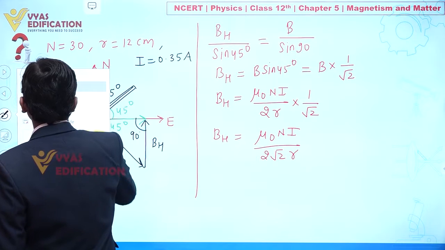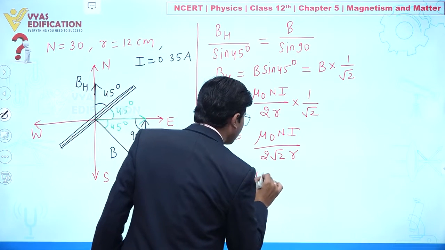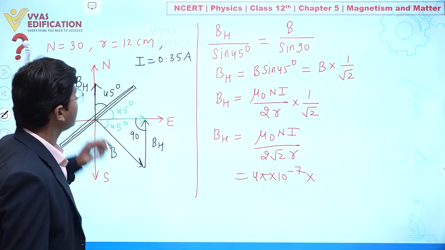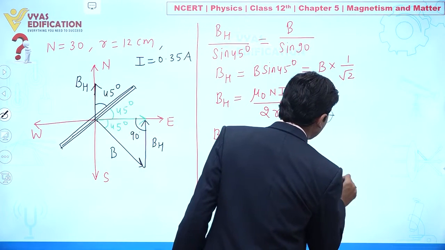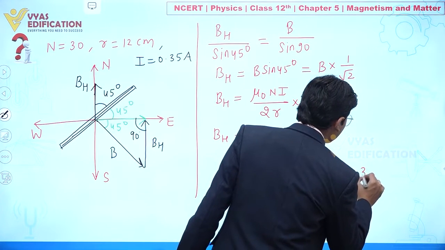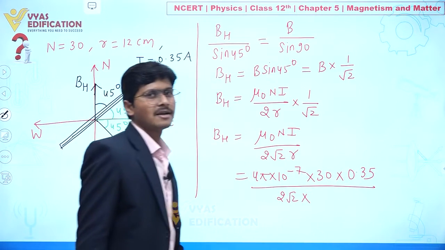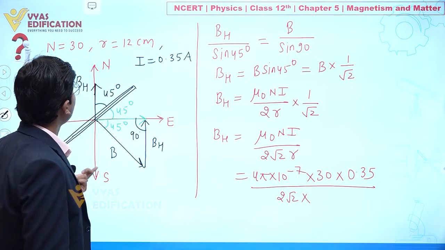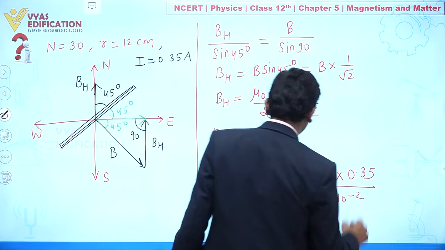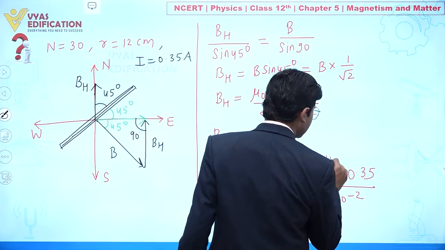So from here I can see the value of mu naught, we have 4 pi into 10 to the power minus 7. The number of turns in the circular coil we have is 30, clear? And multiply the value of current I, which is given as 0.35 ampere, and it is divided by 2 root 2 multiply R. So what is the value of R? R is given as 12 centimeter, clear? So I can say this is 12 into 10 to the power minus 2. Now we have to simplify. How can we simplify? Directly we can say this is 3, this is 10, clear?